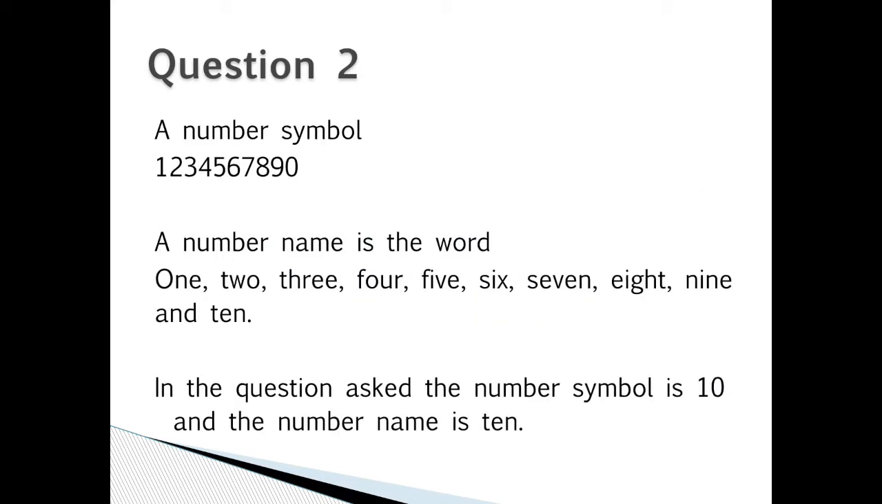Examples of number symbols are listed. A number name is the word. For example, ONE for 1, TWO for 2, THREE for 3, FOUR for 4, FIVE for 5, SIX for 6, SEVEN for 7, EIGHT for 8, NINE for 9, and 10, TEN. And the question asked, the number symbol is 10 and the number name is TEN.